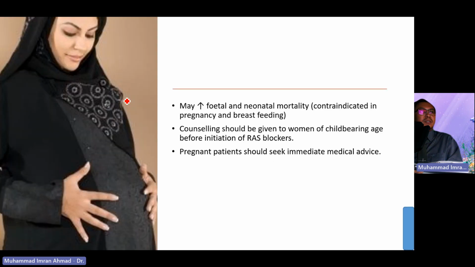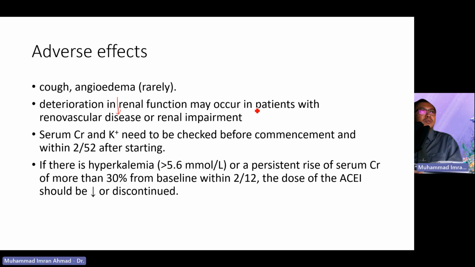Reduction in the renal function may occur in patients with renal vascular disease or renal impairment. So serum creatinine and potassium need to be checked before we start using angiotensin blocking agents, so that we know the baseline of our kidney function. And also within 2 weeks after starting the drugs, maybe after 1 week or maybe after 10 days, you check again the creatinine and potassium. We want to know what's happening when we start the angiotensin blockers.